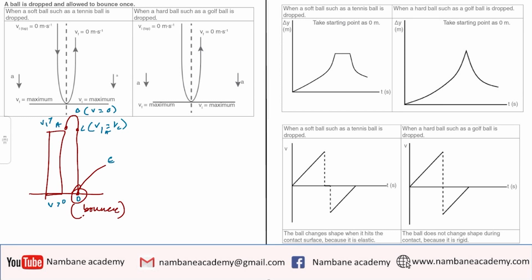And what will happen now at E? What will be the value of V? 0, sir. 0, lady. Why? Maximum height. So can you see, it is basically just a repetition of the first part of the motion and the second part of the motion. The only thing that is new, it's at D, it's just bouncy.